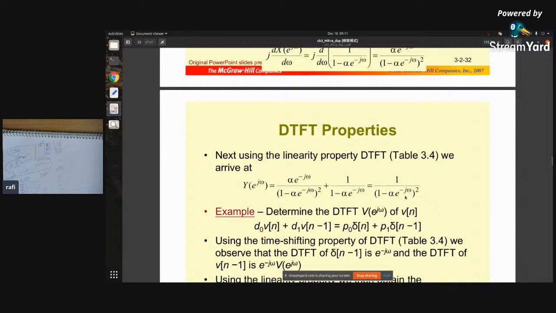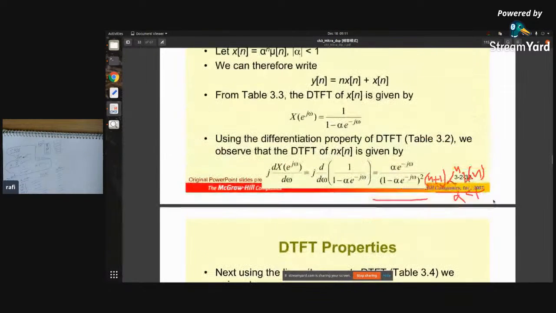This will become like this, 1 by 1 minus. So this is the DTFT of n plus 1 into alpha power n u of n for alpha less than 1. What we did is we used the properties, because if you directly substitute and try to do the DTFT, it is difficult.